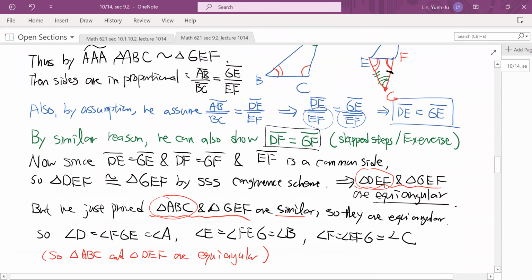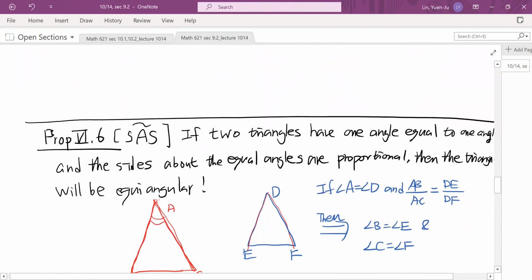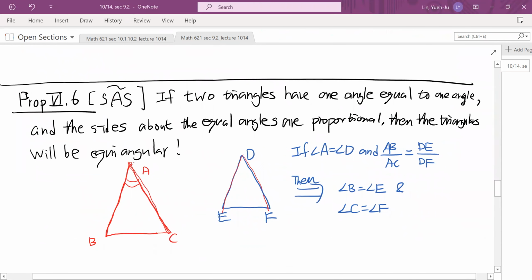So to end this first part of the video, I just want to mention the statement of the SAS similarity scheme, but I'm not going to prove it, because I already spent a lot of time on proving these two earlier similarity schemes. So SAS says if two triangles have one angle equal to another, and the sides which subtend these angles, or essentially the sides between these angles, are in proportion, then the triangles will be equiangular, meaning they're going to be similar.